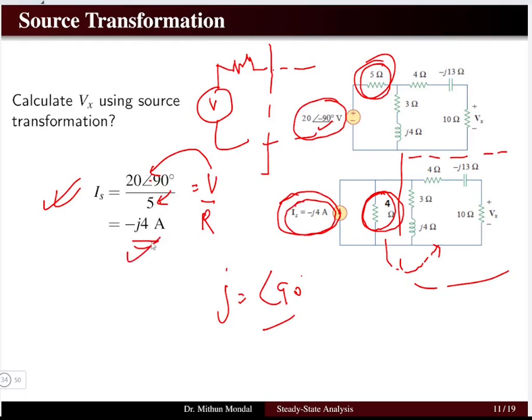So here we have the 5 ohm resistance in parallel with a current source Is whose value is minus j4. One thing we have to understand in source transformation is that the positive polarity direction of the voltage source will be the direction of the current source. Here we see the positive polarity of the voltage, and in that direction we give the current source direction. If we have the positive polarity downward and negative upward, then we have the current in this direction. However, we go by this voltage polarity.